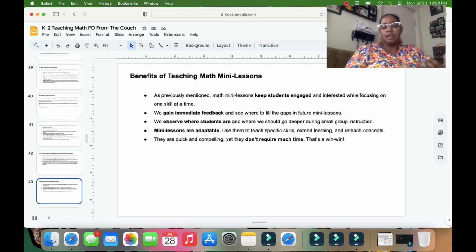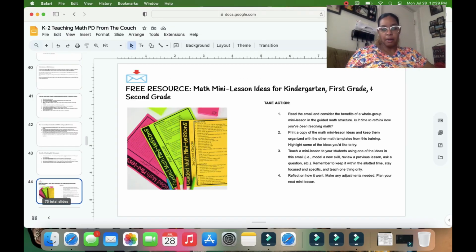The benefits of teaching math mini lessons are just what I previously mentioned: it keeps the kids engaged and interested while focusing on one skill at a time. You gain immediate feedback. You observe where the students are. Math mini lessons are adaptable and they don't require much time.